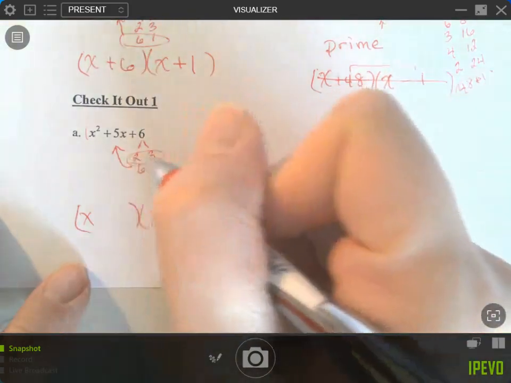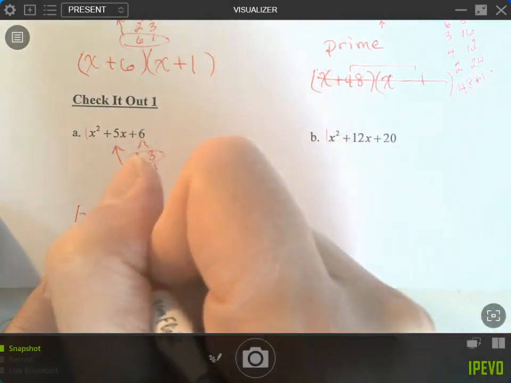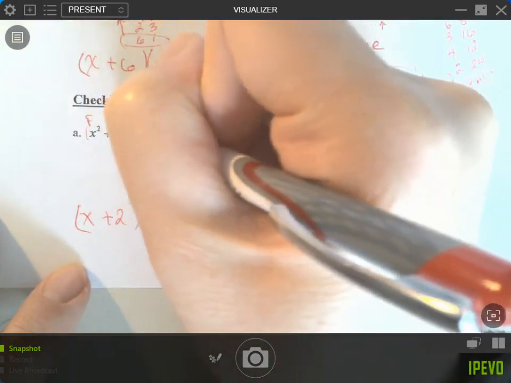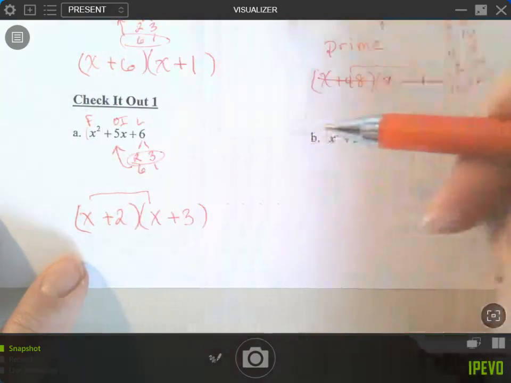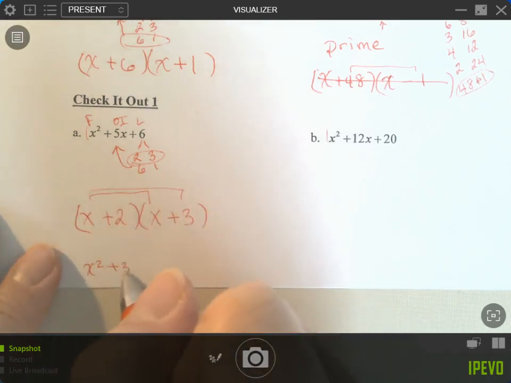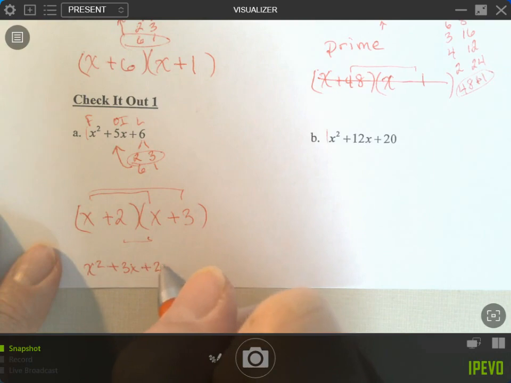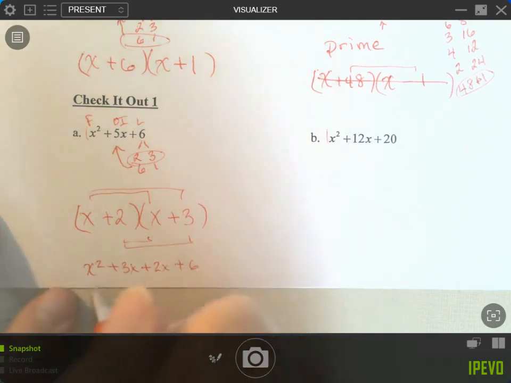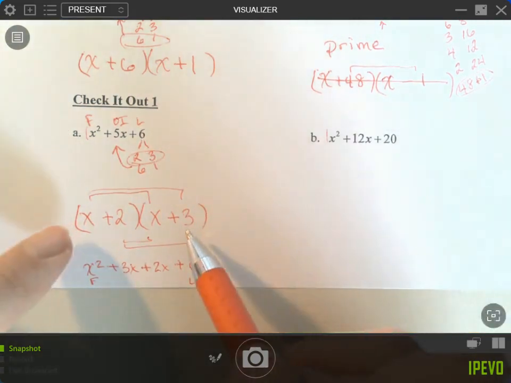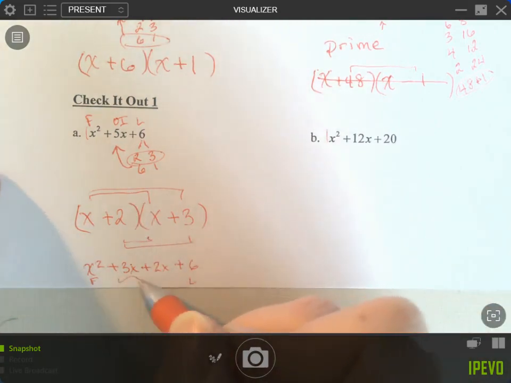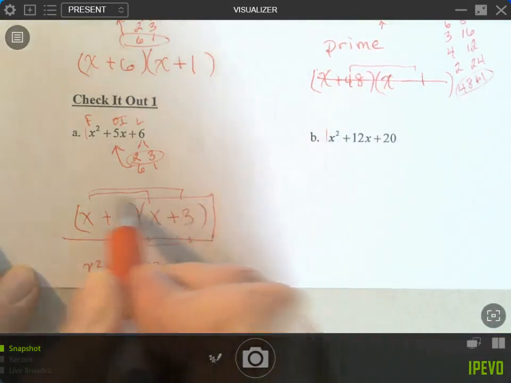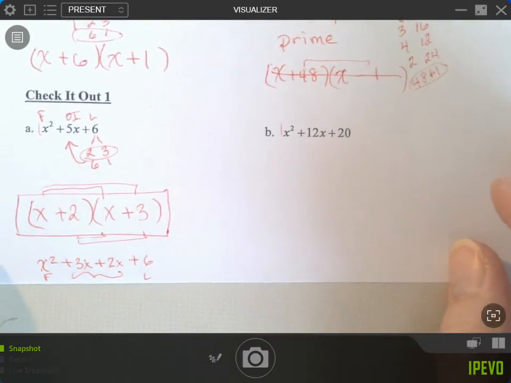So do you guys agree that 2 times 3 is 6 and it adds up to 5? So when I put them in, I use my signs. And I'm just reminding you again, how does this relate to FOIL? Well, the first times the first gives me back x squared. So if I wanted to redo this, I would have x squared, a positive 3x, my inside is a positive 2x, and last is a positive 6. We knew first and last were set. There's nothing else we were going to use. The question is, was it the right combination right here to get my 5? And it was. So there's your FOIL idea. Final answer right here.